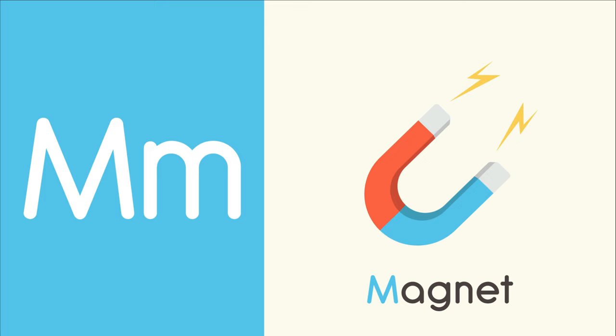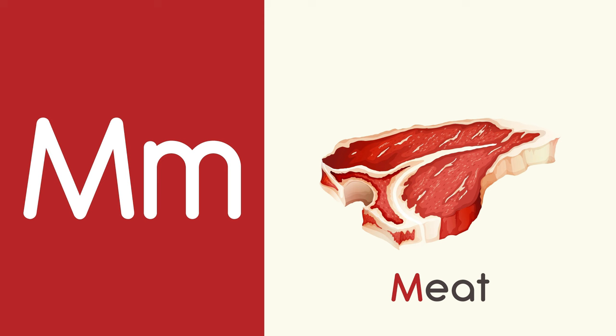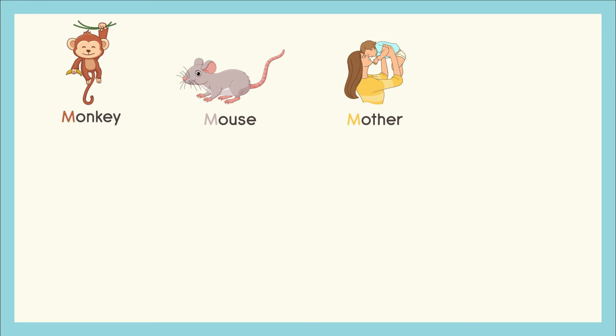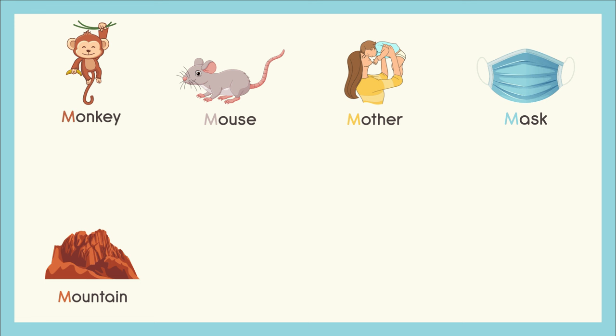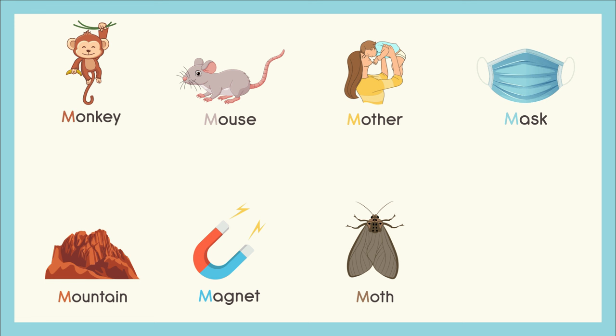M is for pot. M is for meat. Monkey. Mouse. Mother. Mask. Mountain. Magnet. Pot. Meat.